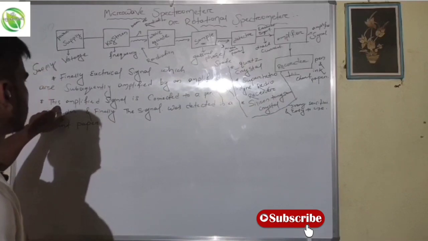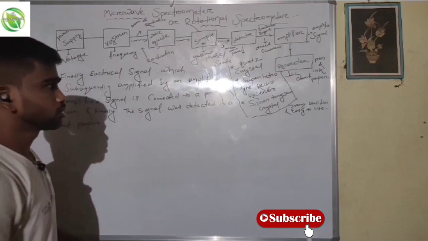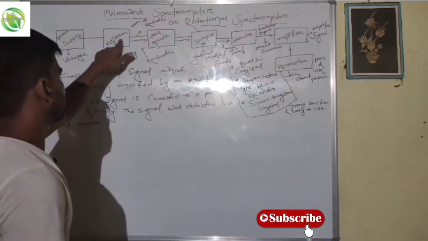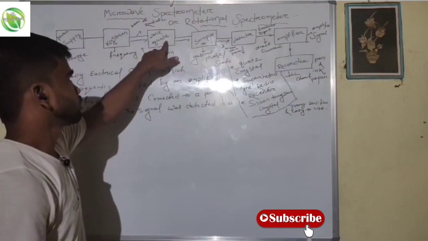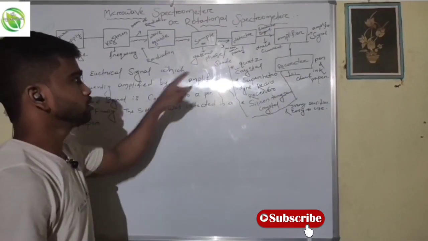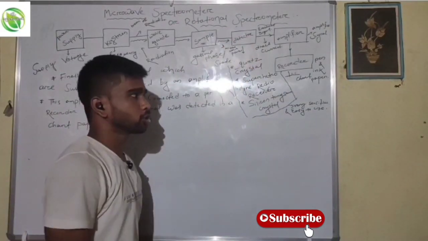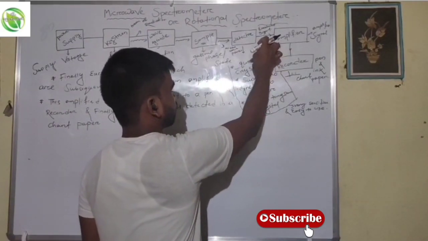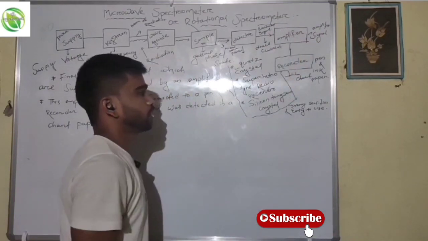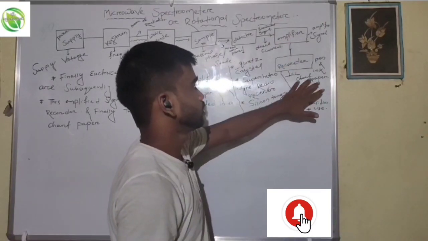So first, in this diagram of a microwave spectrometer, we take a power supply. The power supply is connected with the klystron. Then we use a waveguide, and the sample is present in the gaseous state. Then this microwave power is detected in the detector. The detector produces an electrical signal, which is amplified in an amplifier, and finally this amplified signal is recorded on chart paper.